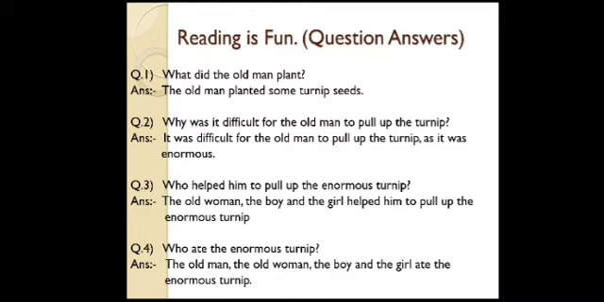Question 3, who helped him to pull up the enormous turnip? Answer is, all you know that the old man, the boy, and the girl helped him to pull up the enormous turnip. Fourth question, who ate the enormous turnip? Here you have to include the old man. Okay, who ate? The old man, the old woman, the boy, and the girl ate the enormous turnip. So these are question answers.